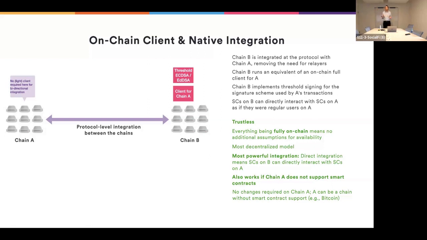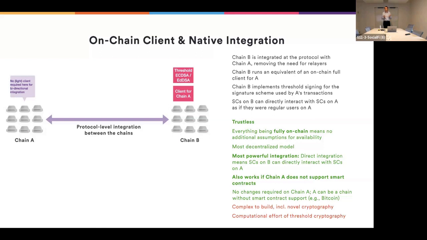It's also the most powerful form of integration because it's direct. It means that smart contracts of B can directly interact with smart contracts on A without anything on A being implemented or happening, which is very, very powerful. And it also works if chain A does not support smart contracts. That's exactly where Bitcoin comes in. Bitcoin integration doesn't work with any of the other approaches except those that are trustless. It does work with trusted bridges, but this approach is the only trustless approach to work for integrating with Bitcoin, because Bitcoin doesn't have smart contracts. And that's what makes it very powerful.